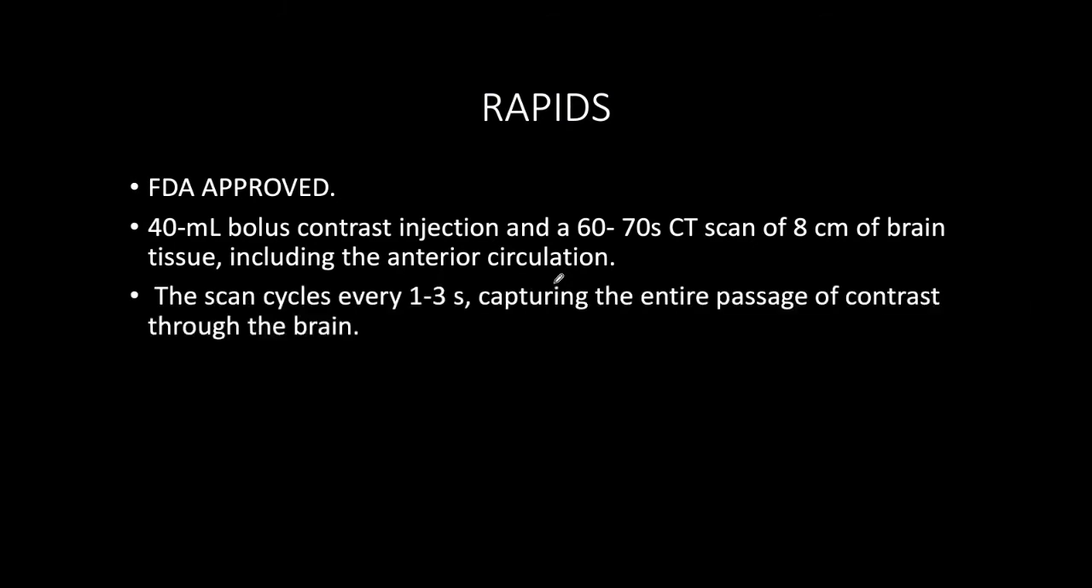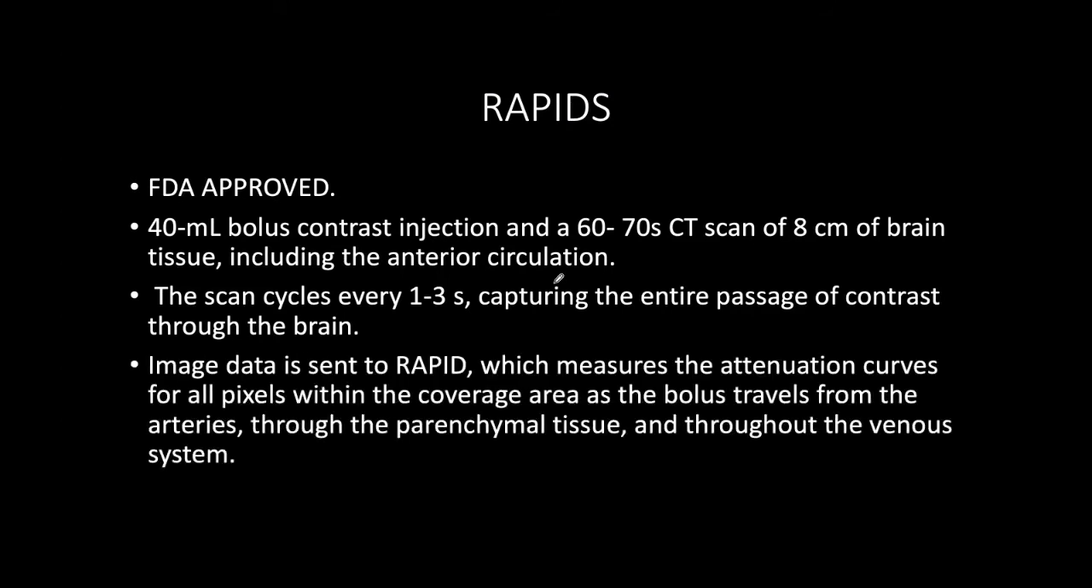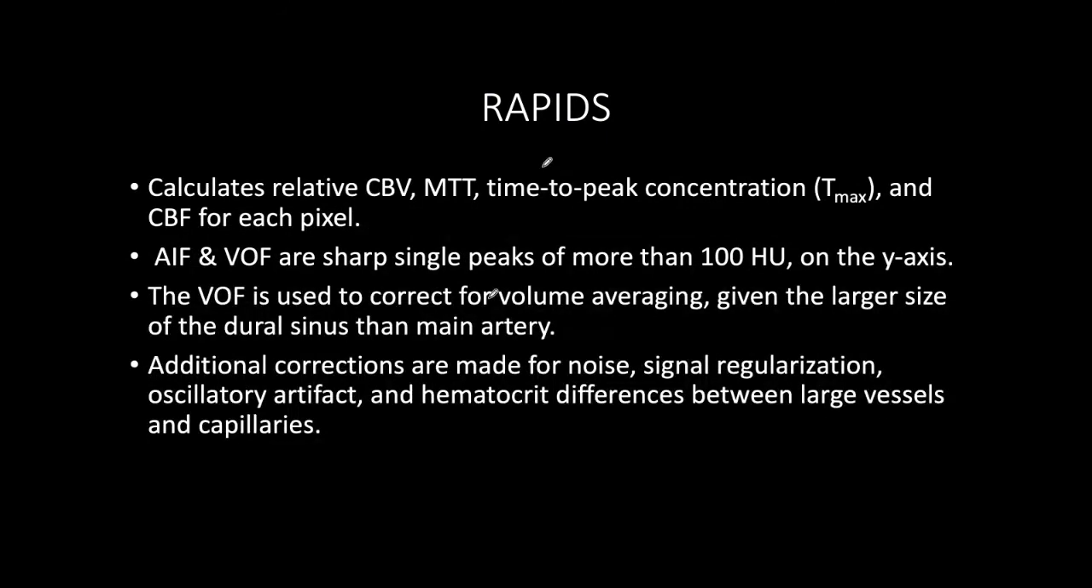The scan cycles every 1 to 3 seconds and it captures the entire passage of contrast through the brain. Then the data is sent to RAPID and the computer automated system creates the curves for all the pixels within the coverage region as the bolus travels from the arteries through the parenchymal tissue and throughout the system. There you go. So RAPID will calculate your cerebral blood volume, the flow, the MTT, and your Tmax.